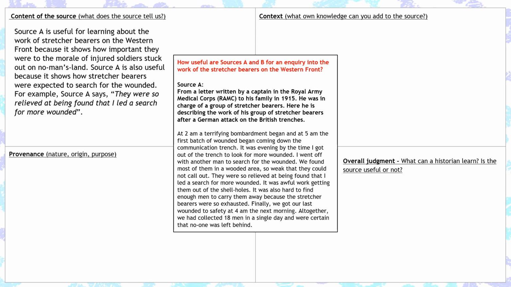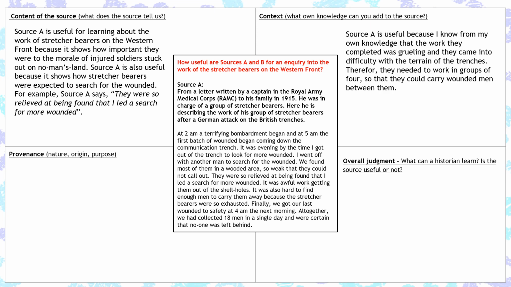So that's all you'd need to write for the content. You give me a bit of a rough summary of the source, why it makes it useful or partially useful or really useful, and a little quote to back up what you're saying. For context, this is where you tell me, with your own knowledge, is the source accurate? Is it inaccurate? Is it biased? Is it useful? Is it not useful?